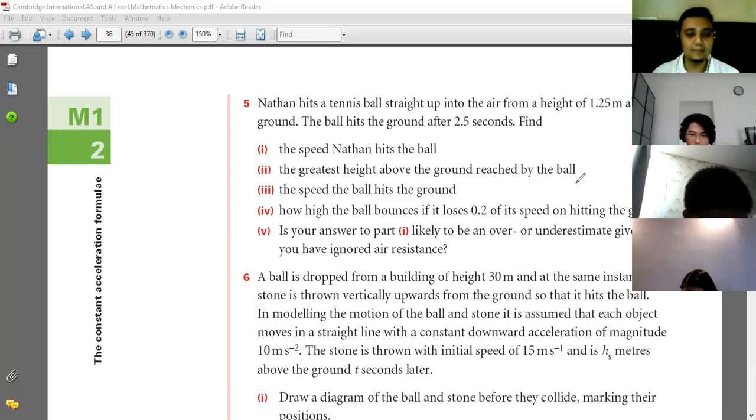Anyone has the answer? What formula will we use? The v squared. That's right. V squared equals u squared plus 2as. So how much is the answer?